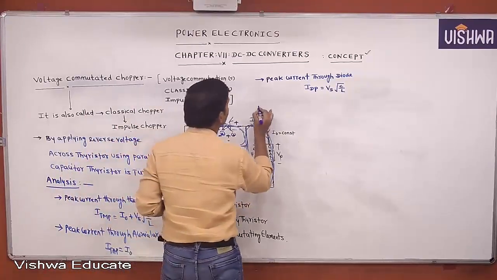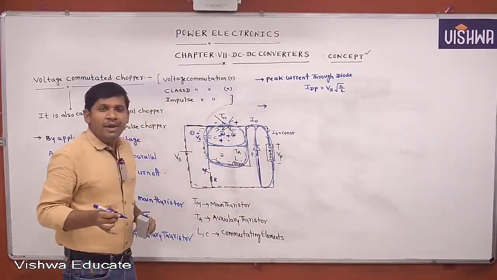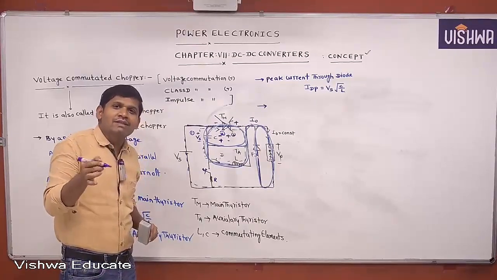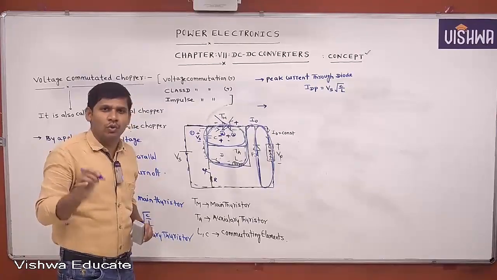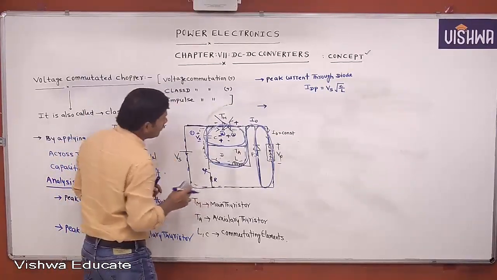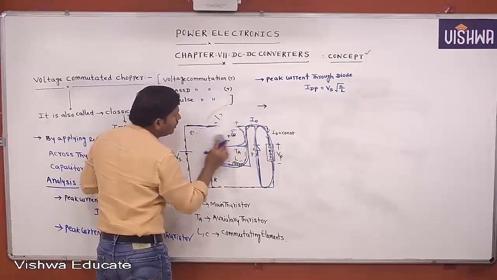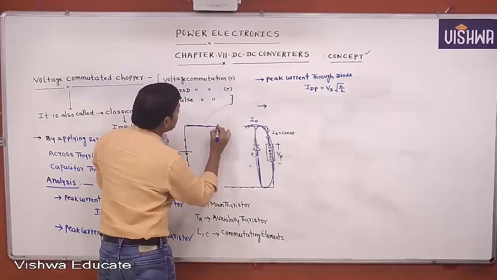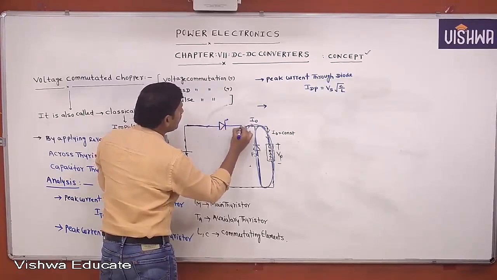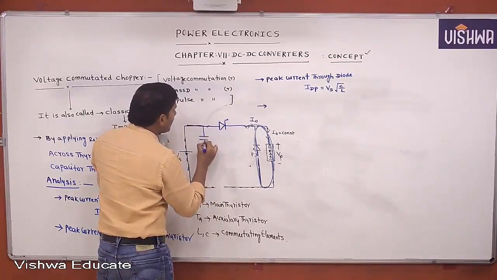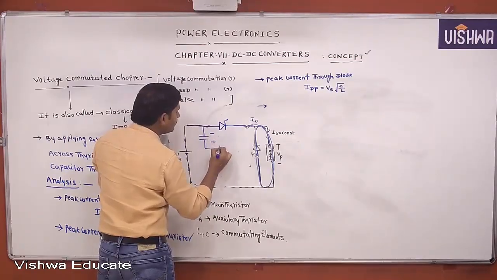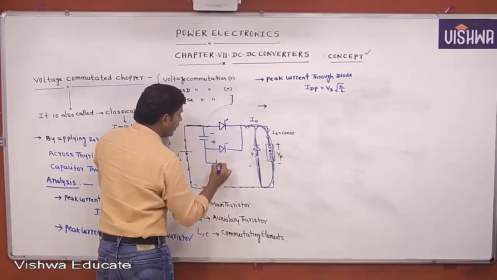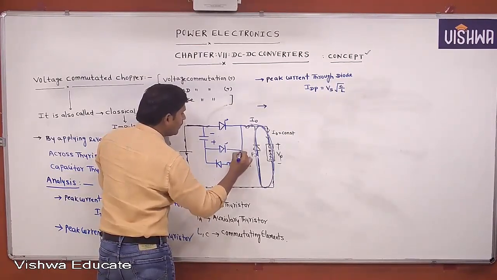Now tell me, the peak inverse voltage across the freewheeling diode, that is equal to the peak instantaneous voltage across the load. Very important. See, once again I am drawing this circuit. This is the main thyristor. After discharging the capacitor, this is negative, this is positive, and this is the auxiliary thyristor, and this is the diode, and this is the inductor.